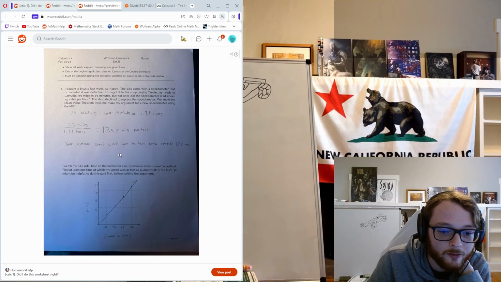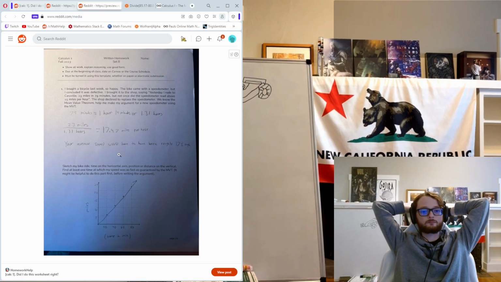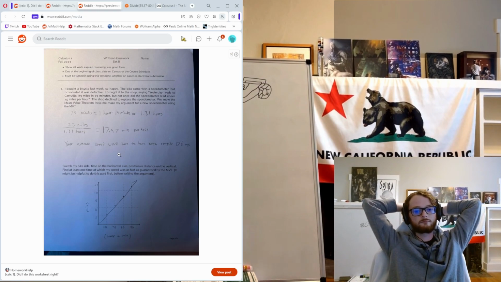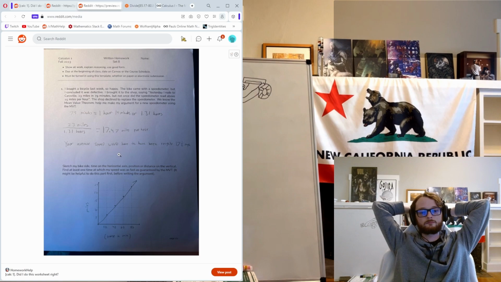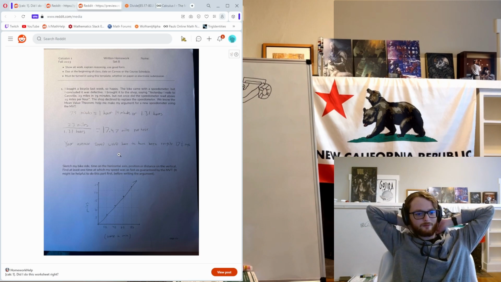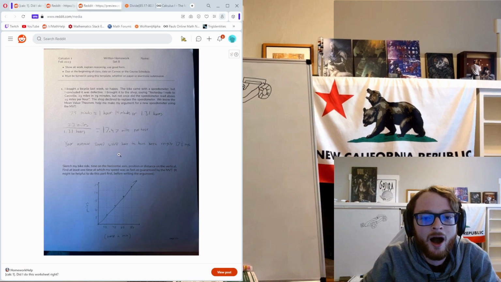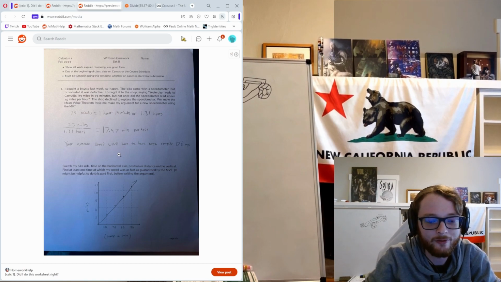Sketch my bike ride, time on the horizontal axis, position distance on the vertical. What? The entire point is there isn't.